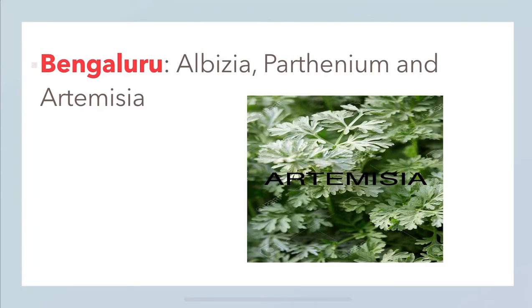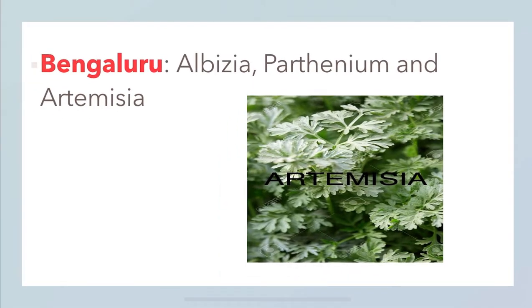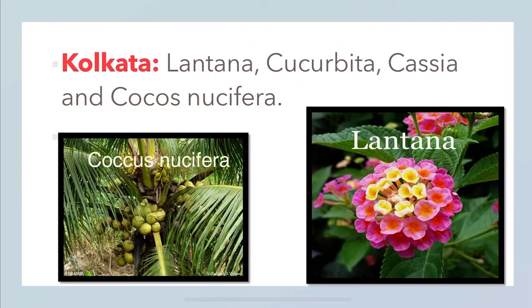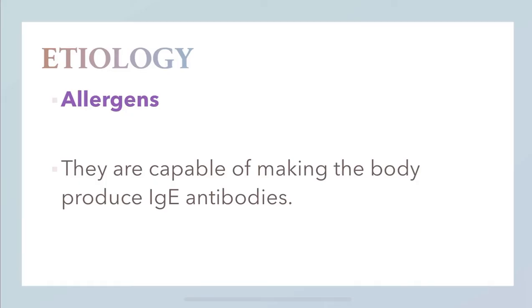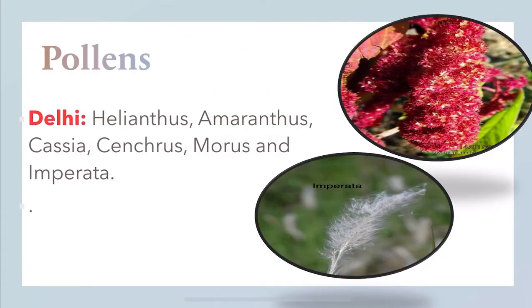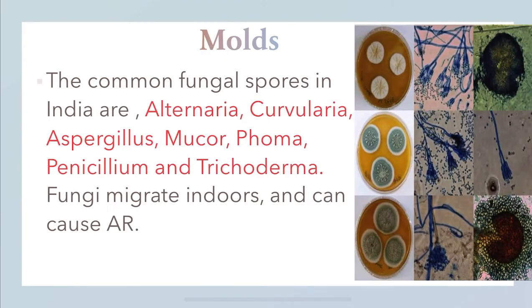Bangalore, we have albizia, parthenium and artemisia. Artemisia, this plant is commonly found everywhere. Artemisia, parthenium and albizia are in Bengaluru. These were the pollens and the common pollens found in different states. What do the pollens do? They are capable of making the body produce IgE antibody, and we saw the different states and their commonly found pollens. Now we move on to the molds.